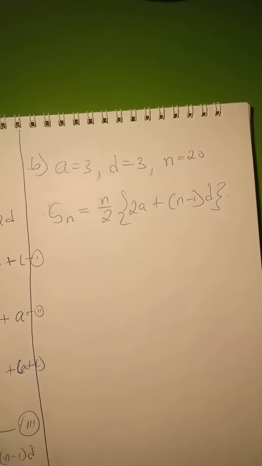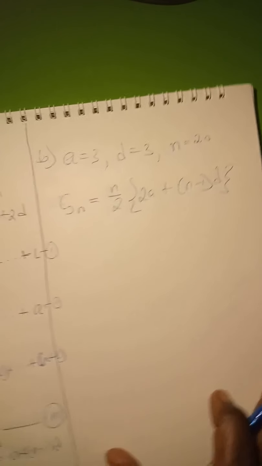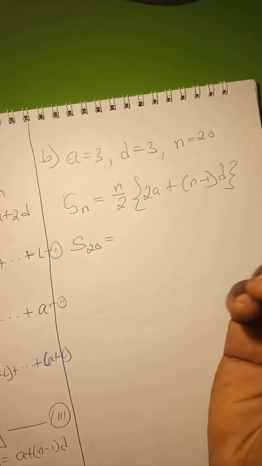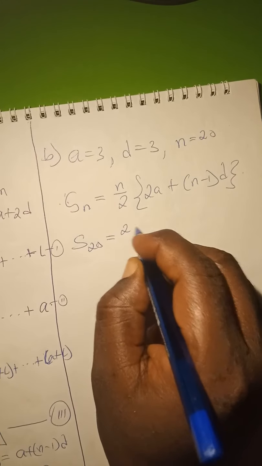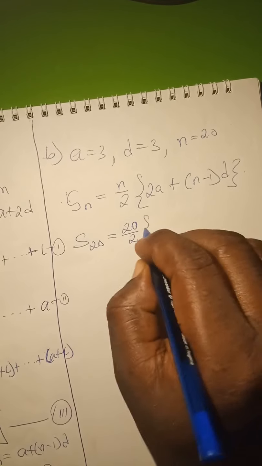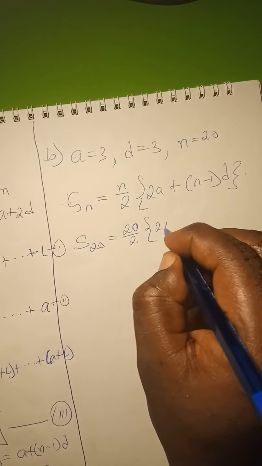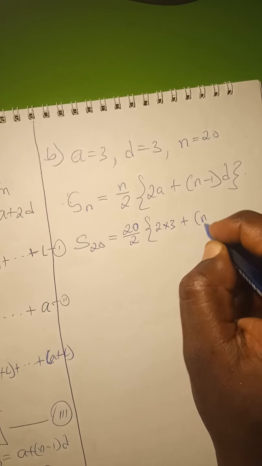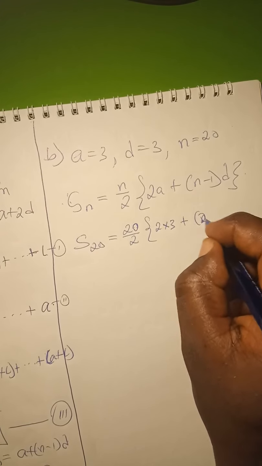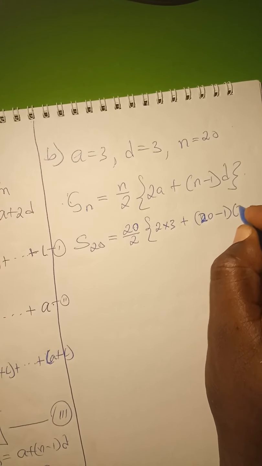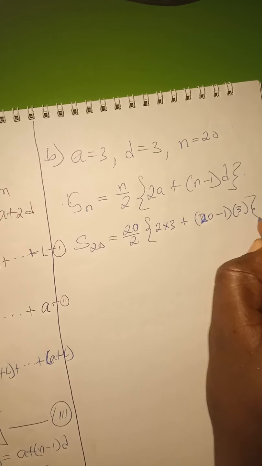I have everything I need. So that means that S20 now, first 20 terms, 20th term, is 20 over 2, like this, 2 times, what's my first term? 3 plus, what is n? n is 20 minus 1 times the common difference, which is 3.